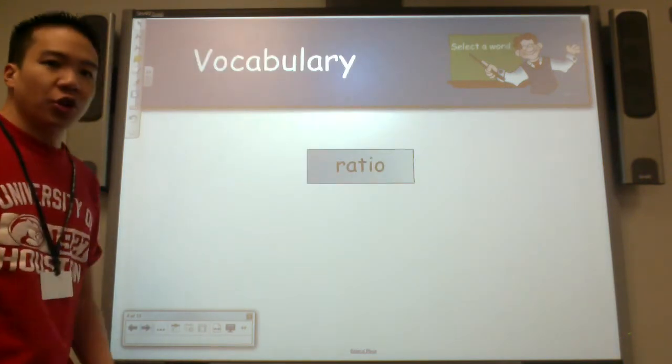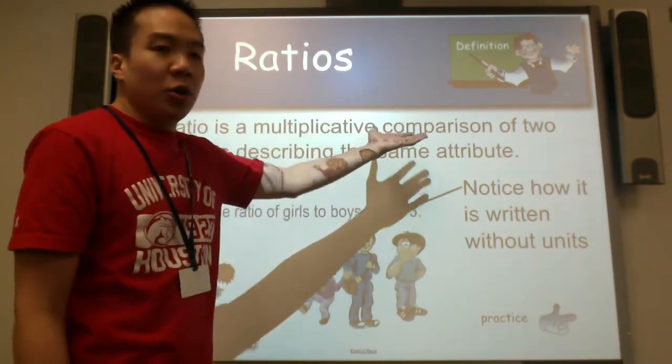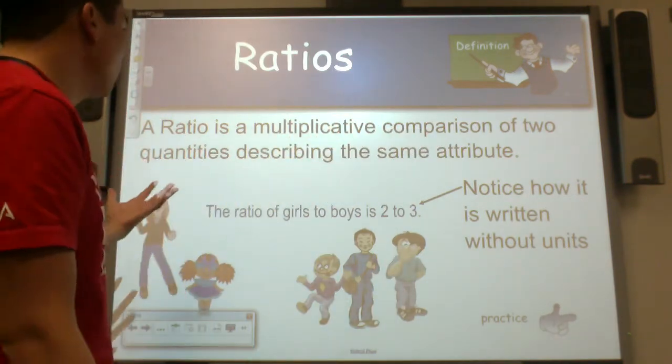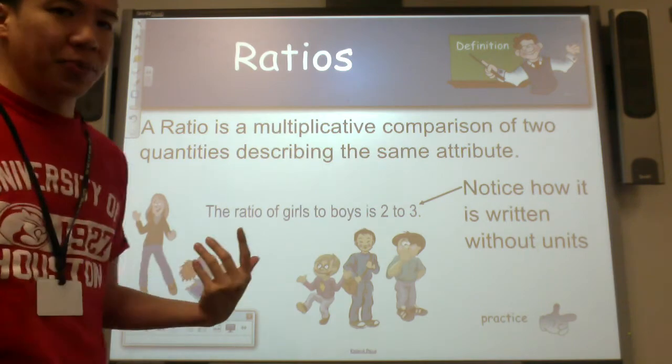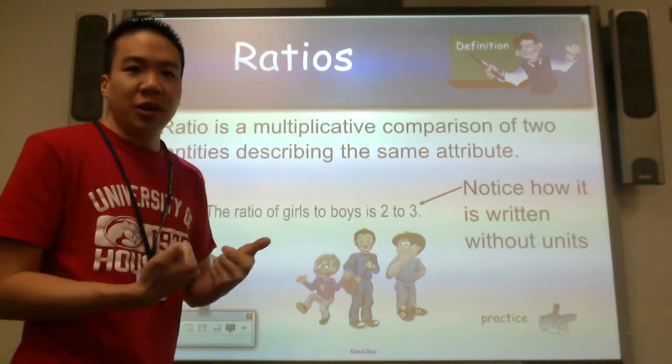So today we're going to talk about ratio. Ratio is really a multiplicative comparison of two quantities describing the same attribute. You say, what? All right, you have two numbers. You're going to compare two numbers pretty much.